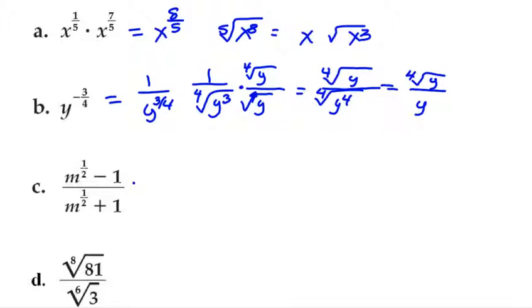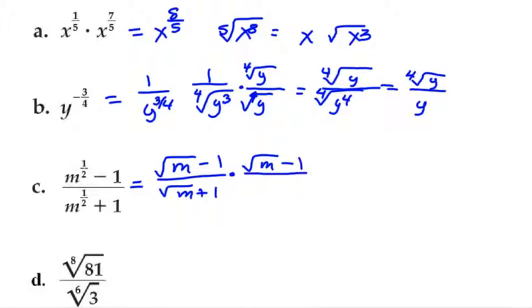This next example, once you rewrite it, you should see that it's a problem just like yesterday. Square root is what we have when we have an exponent of 1/2. So it's the square root of m minus 1 over the square root of m plus 1. From yesterday, hopefully you remember that we're going to multiply by the conjugate. So square root of m minus 1 over square root of m minus 1. And again, remember, we take the bottom, but we change the sign in the middle.